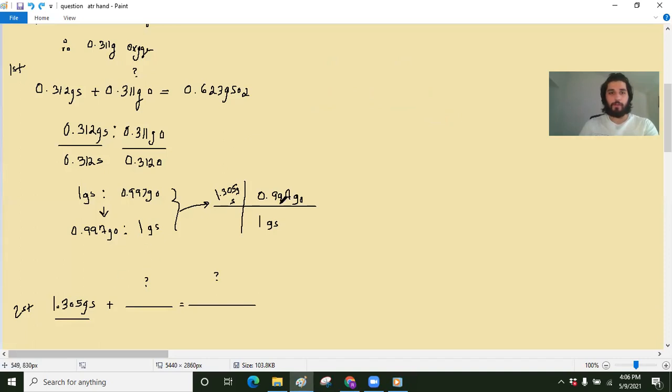And you can see that if you were to multiply both of these, you would eventually get your answer in terms of oxygen. And so in doing so, you would have to multiply 1.305 by 0.997. And if you were to do that, you would eventually get 1.3 grams of oxygen.